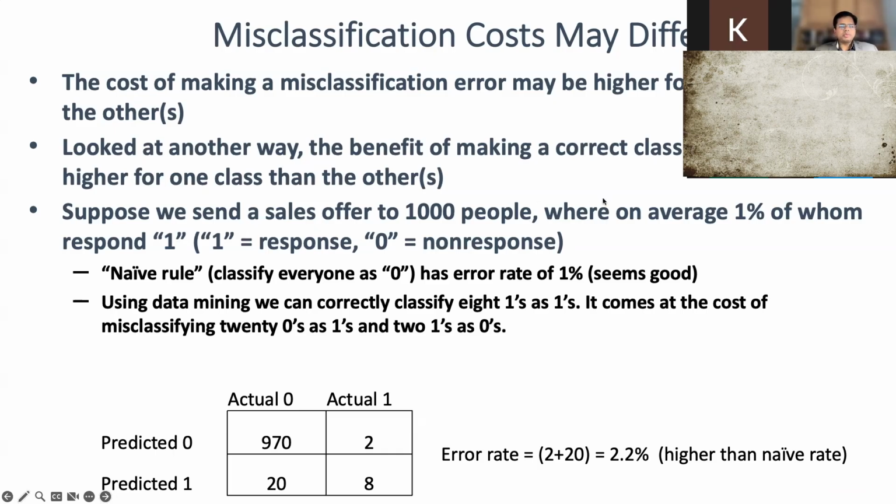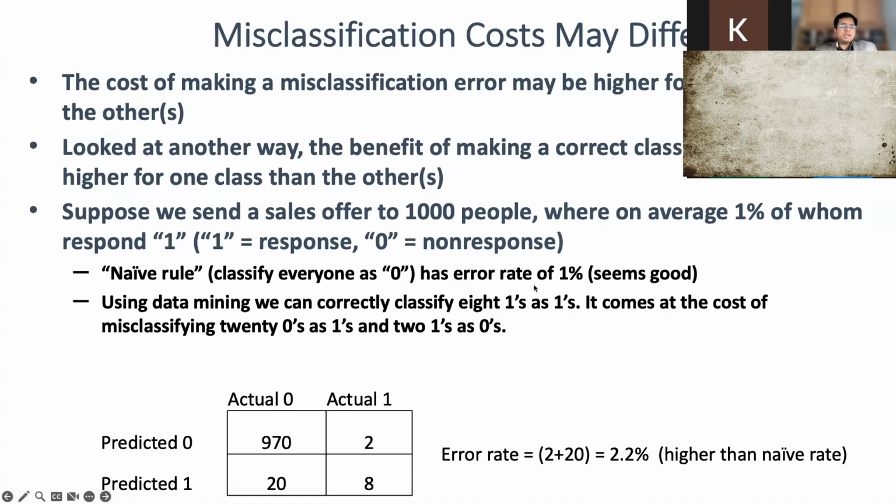These are the 1,000 people, where on average 1% of them are going to respond, and 0 indicates non-response, 1 indicates response. So 1% of them are going to respond to this mailer. The naive rule would say classify everyone as non-respondent. We'll still have an error rate of 1%, because we know on average 99% don't respond and 1% do. So we will know that the error rate is 1%, which seems good.